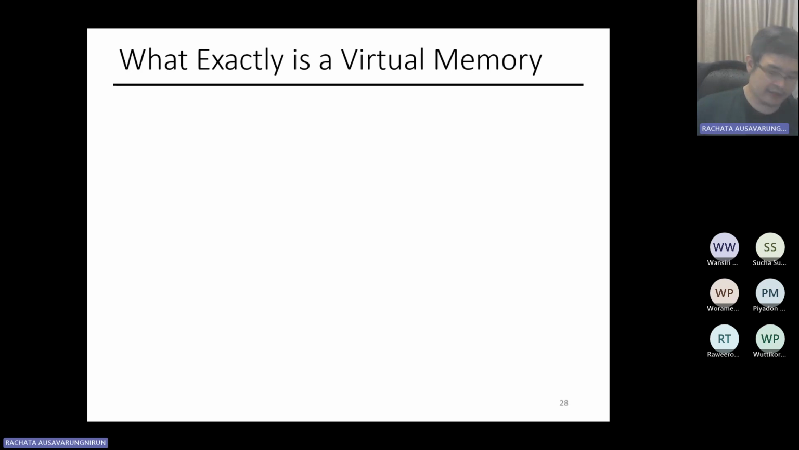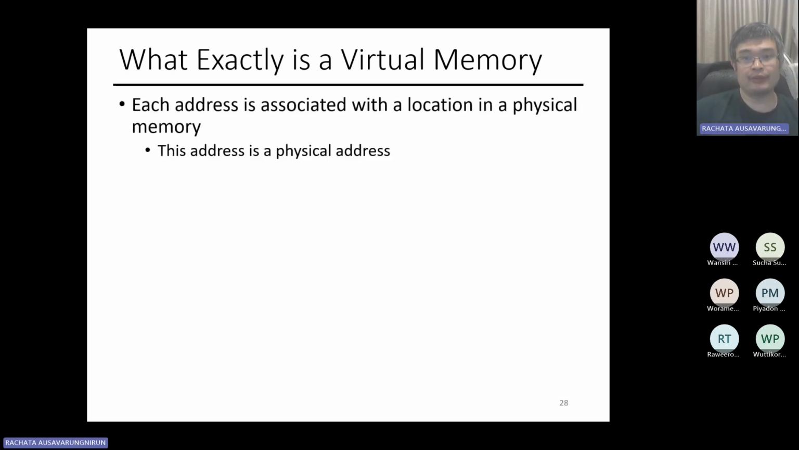So what exactly is virtual memory, right? The way you would envision this, the simplest form of a virtual memory system, is to think of it as a function that takes in your virtual address and gives you the physical address. So what is a virtual address? Virtual addresses are the addresses that the programs use and see.